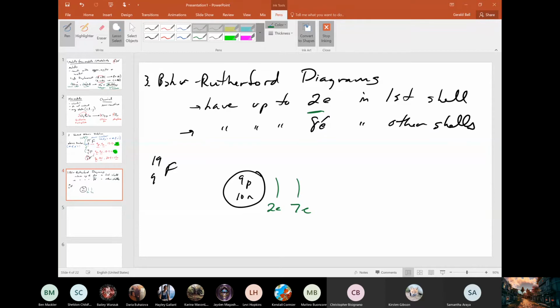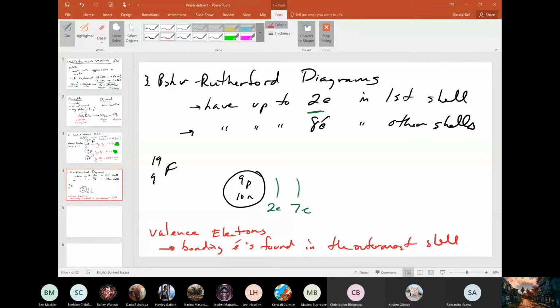I guess we also learned about some valence electrons here. Valence electrons. We learned that they do all the bonding. So let's say this: they are bonding electrons found in the outermost shell. So with this example, we've got 7 valence electrons in our outer shell. So that would be our number of valence electrons. So I think I asked you to write it underneath, something like that.